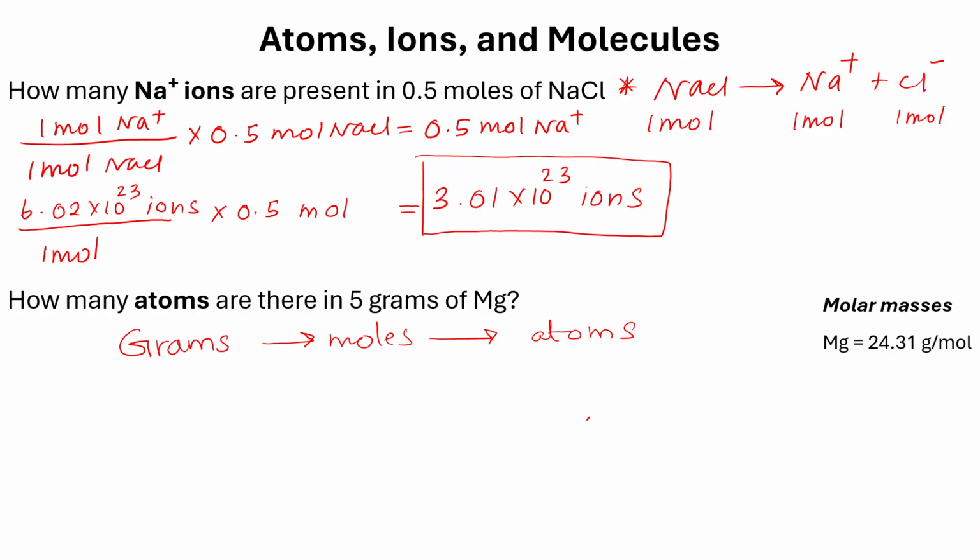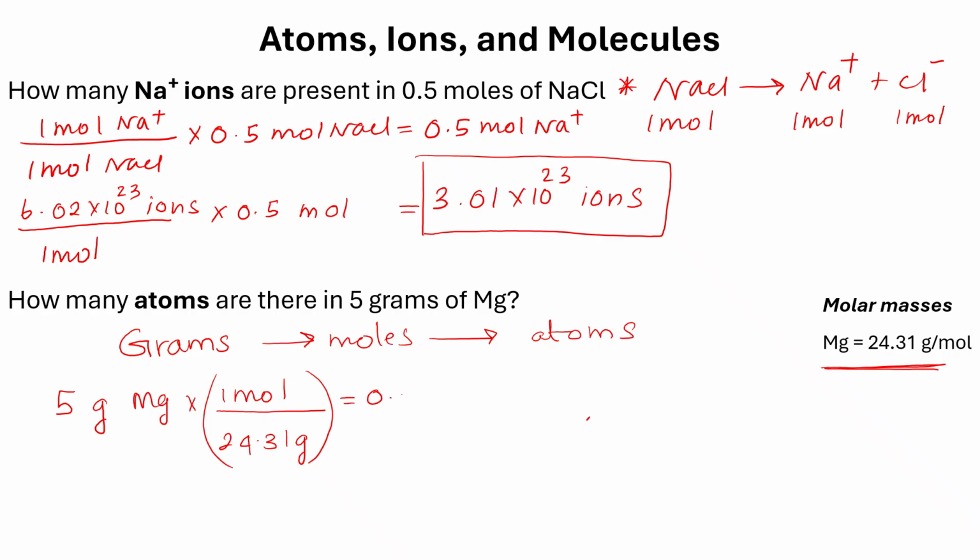So let's take the given number. You have 5 grams of magnesium. My first step is to convert this into number of moles. So 1 mole of magnesium is 24.31 grams, which is the molar mass of magnesium. In this step, you will calculate the moles of magnesium you have. This gives you 0.2 moles.